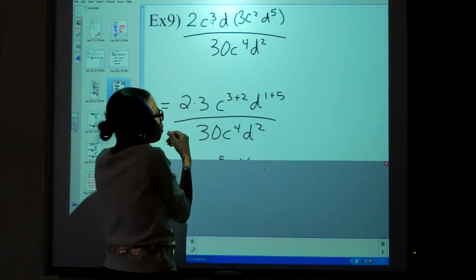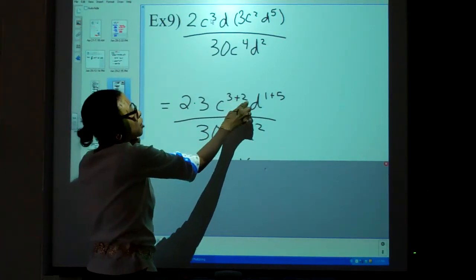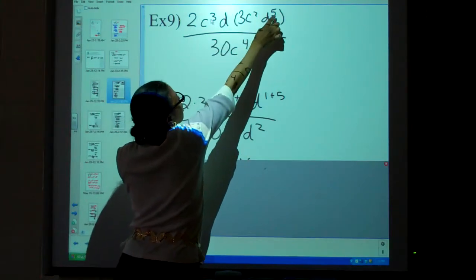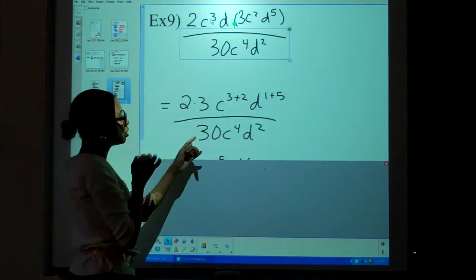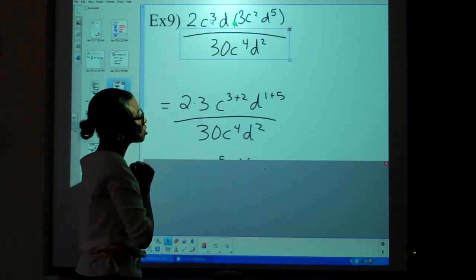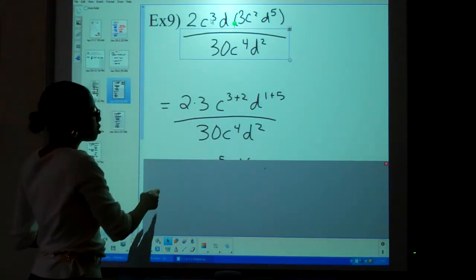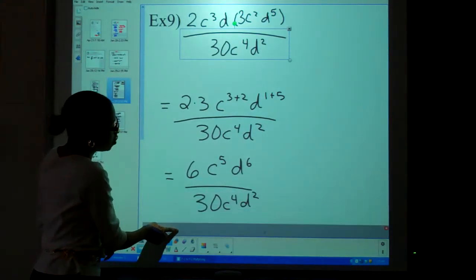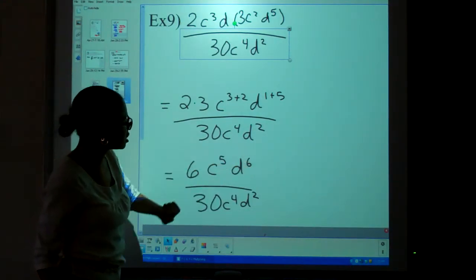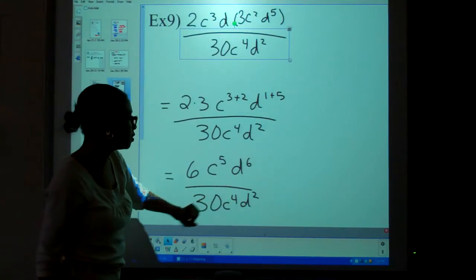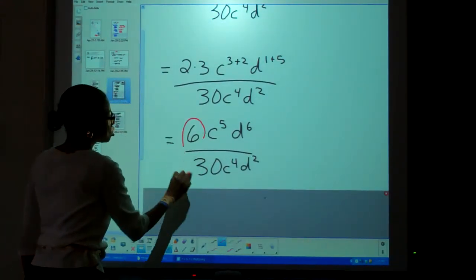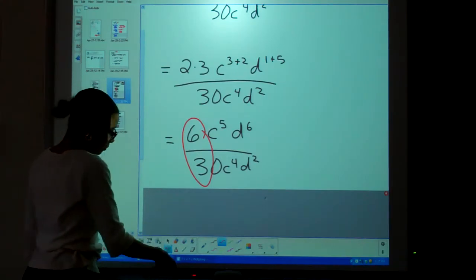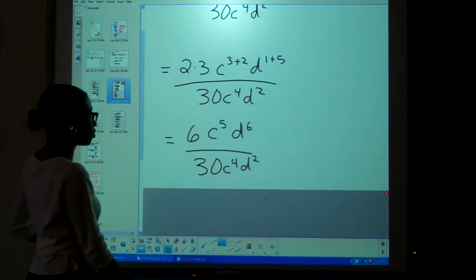It's not raised to a power on the outside. So 3 plus 2, and then d to the first times d to the 5th, we're adding the exponents there. The denominator is just brought down, divided by 30c to the 4th d. 2 times 3 is going to be 6. And then we have c to the 5th d to the 6th, divided by 30c to the 4th d. You should know what to do.